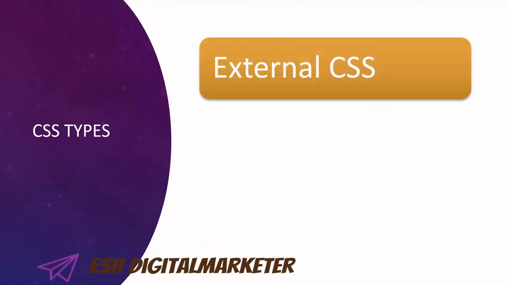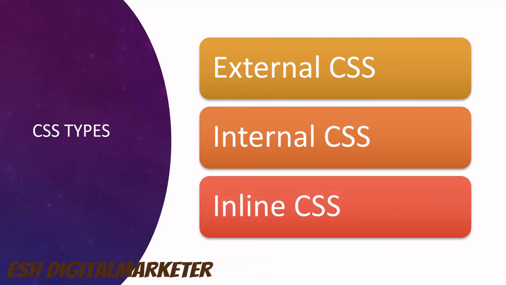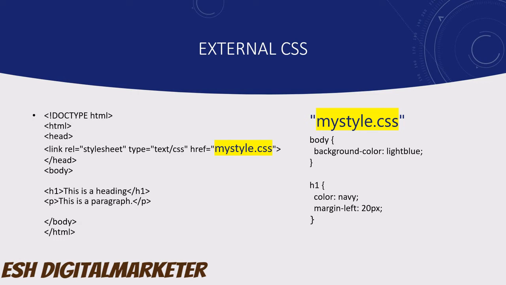Let's see what the types of CSS are. There are three types of CSS: external CSS, internal CSS, and inline CSS. In external CSS, there is a separate CSS file externally. For example, mystyle.css is an external CSS file, and the external CSS file is called internally in the header section. Link rel is equal to stylesheet and the href is equal to mystyle.css. And this is the example for external CSS.